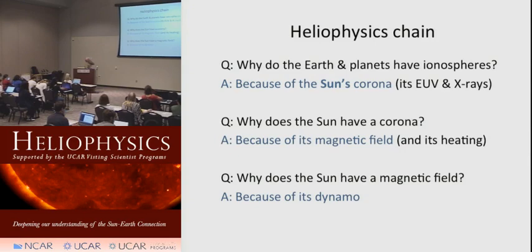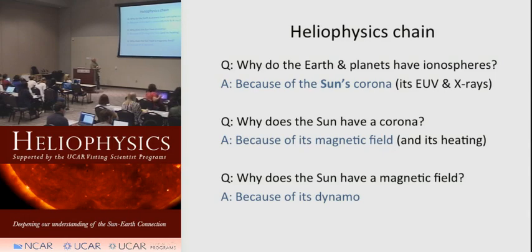And the logic here, you can see that today we're asking why do the planets and the Earth have an ionosphere? And the answer, in short, is because of the sun's corona. The EUV and X-ray radiation from the corona is what creates the ionosphere. Then you ask, well, why does the sun have a corona? That was yesterday afternoon. I hope you all still remember. The answer was because it has a magnetic field. The magnetic field creates the heat, and then the attempt to get rid of the energy from that heating through radiation leads to a very hot corona and a transition region, which is where all of the EUV and X-ray radiation comes from.